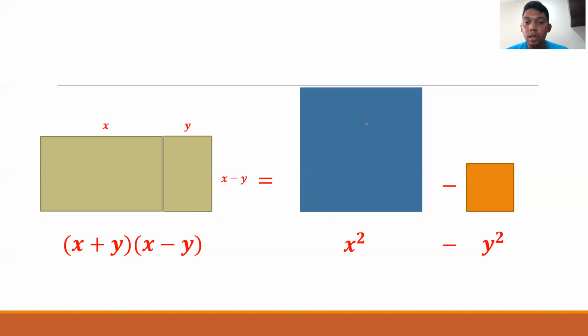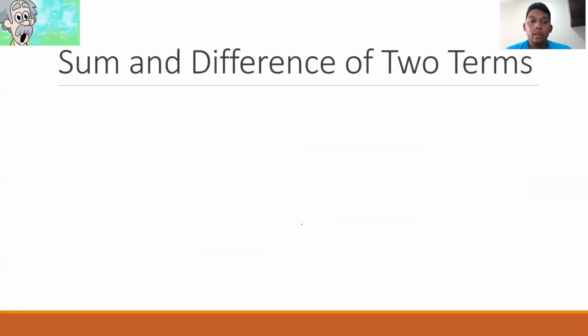So again, where did you get this bigger square? So earlier, the blue one, remember? Since we have this side as x, the area of this is x squared. And then we also have this as y, so the area of this is y squared. Now, if you're going to get the remaining part, we just have to subtract the smaller square from the bigger square. So that's it. We call it the sum and difference of two terms.